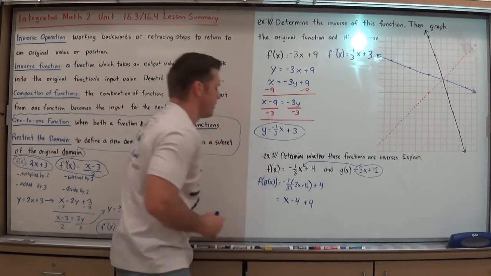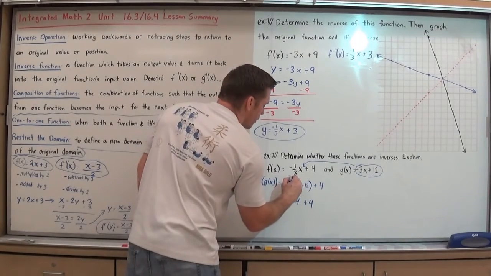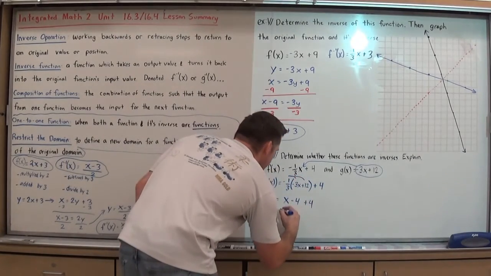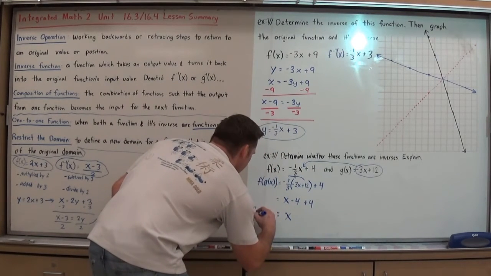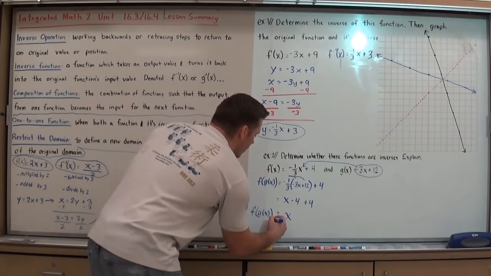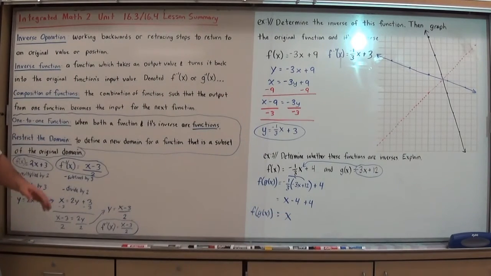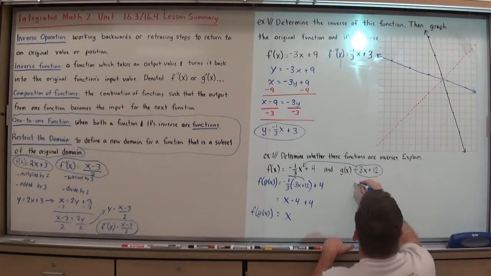So I have x minus 4 when I distribute, and plus 4 at the end. Negative 4 plus 4 is 0, leaving me with just x. So f of g of x would equal x. Well, the rule that exists here is that if you can do the composition of functions for both f of g of x and g of f of x, and they both equal x, then the functions must be inverses of one another. So all I have to do now is try the other one.